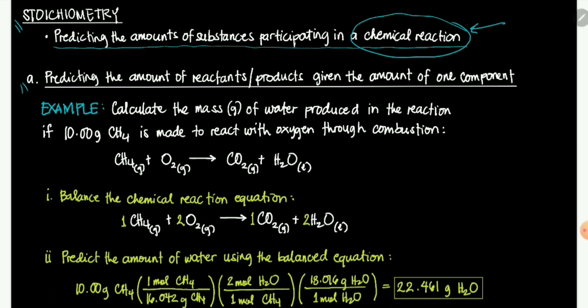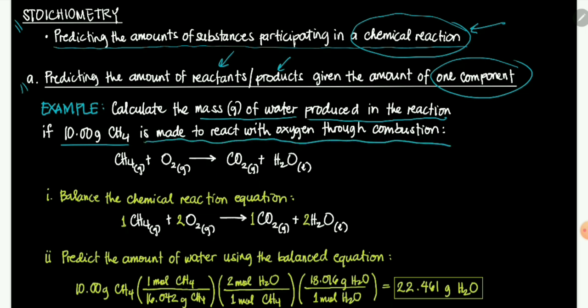So for the first one, let's predict the amount of reactants or products given the amount of one component. So ito yung isang case, okay? Given yung amount ng isang component, ipapredict natin yung amount ng ibang components. Okay? So for example, calculate the mass of water produced in the reaction if 10 grams of methane is made to react with oxygen through combustion.